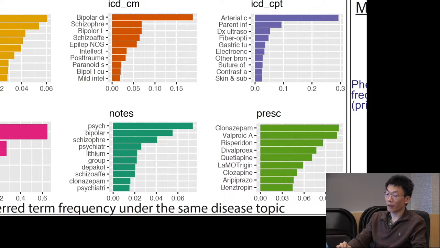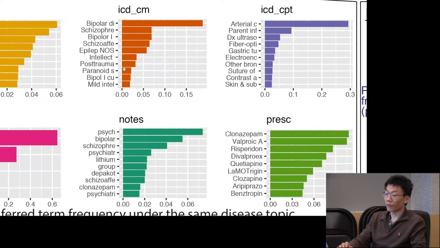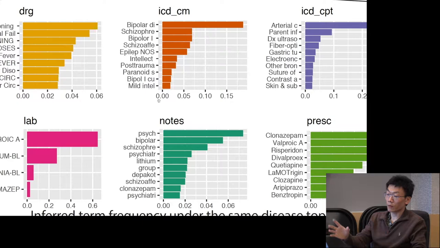So what I'm showing you here is that the model, without knowing the meaning of the words, the billing codes and the lab tests, is able to group them together in a coherent way under the same disease topic. So these are across different data types.